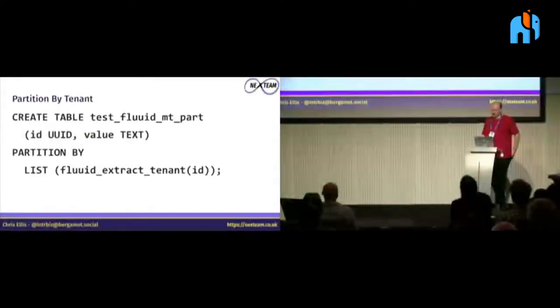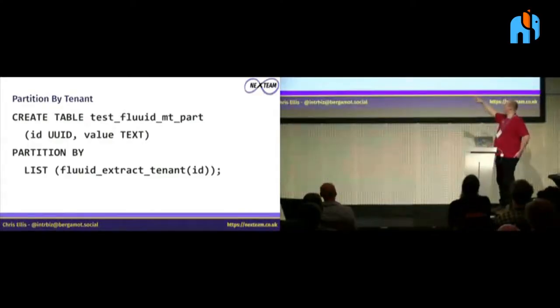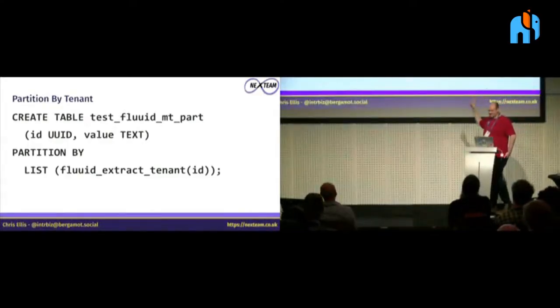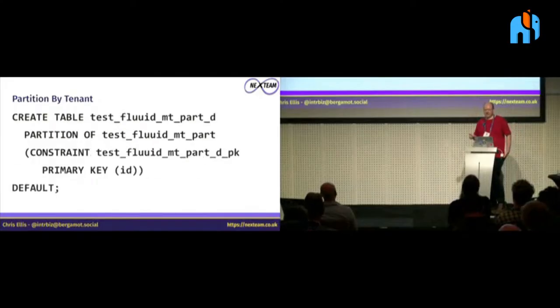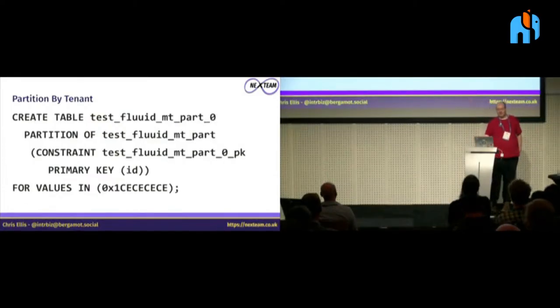Now, what I thought would be really interesting is, can we partition by tenant? And the answer is kind of. We can actually do this. We can do a list partition by the result of that function, and then we can create partitions with that. And especially have a default partition, because we're doing list partitioning, and therefore create a partition for our tenant. And that does all work.